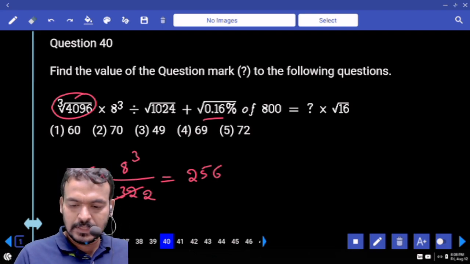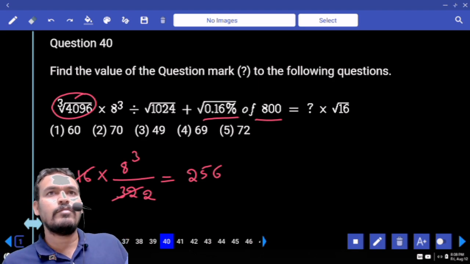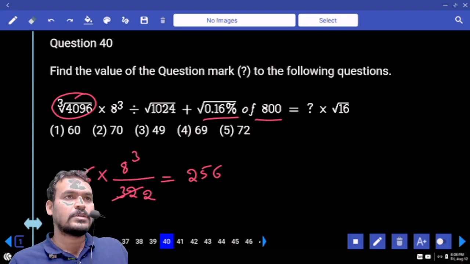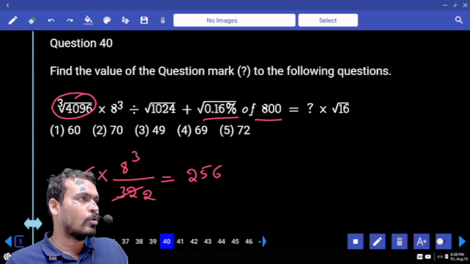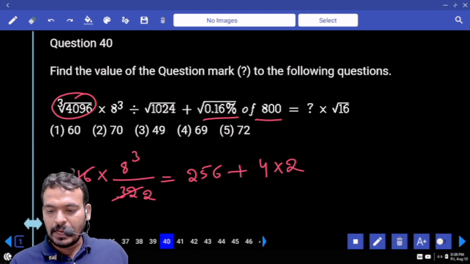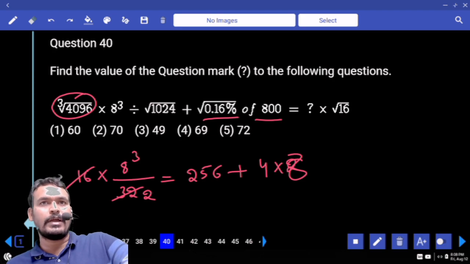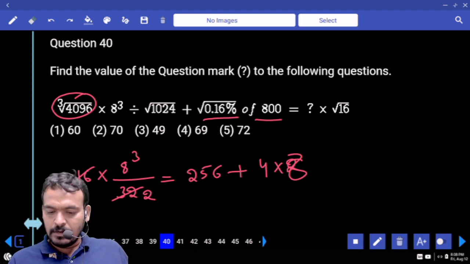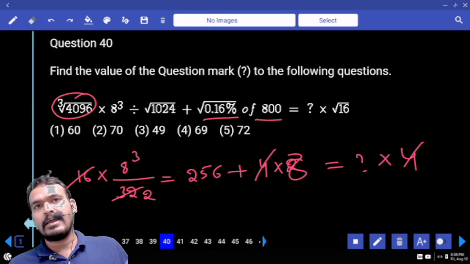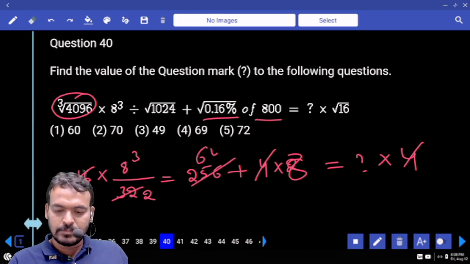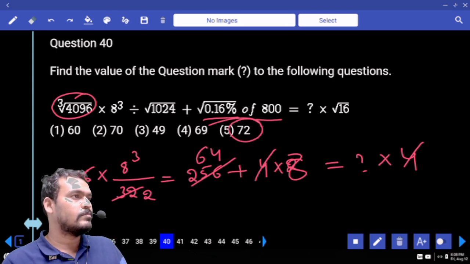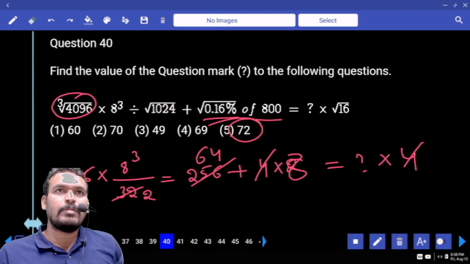Plus 0.16% of which one? 800. This one we write as 16 by 10,000, which means 4 by 100. 4 by 100 plus 4 into 2, 2 eights are 8. Actually 4 by 100 into 800. 2 zeros are cancelled. 4 into 8. That is equal to something into 4. 4 on the left hand side, 4 on the right hand side, 4 cancel. 256 means how many times? 64. 64 plus 8, 72. Left hand side divide by 4, right hand side also divide by 4.